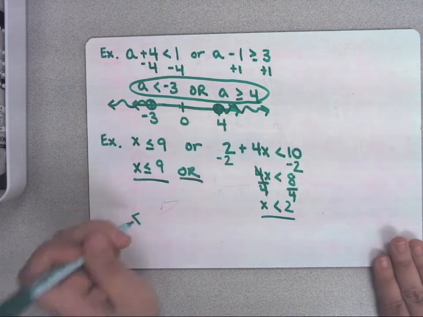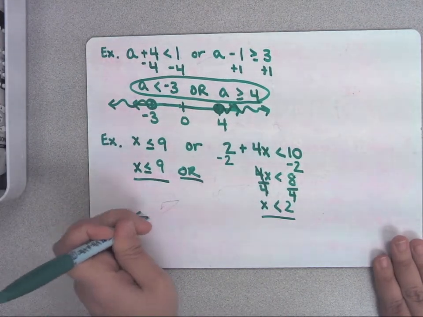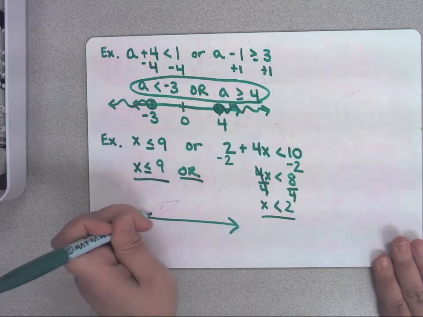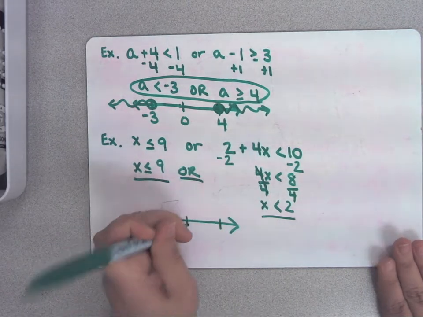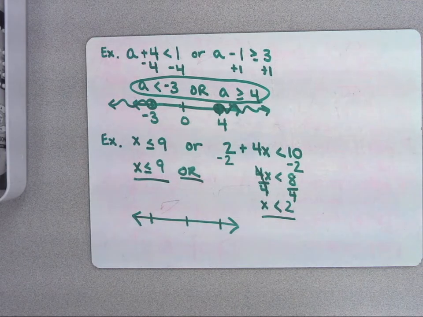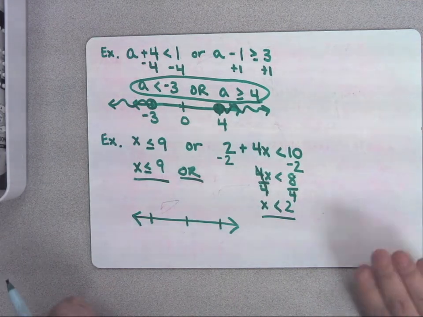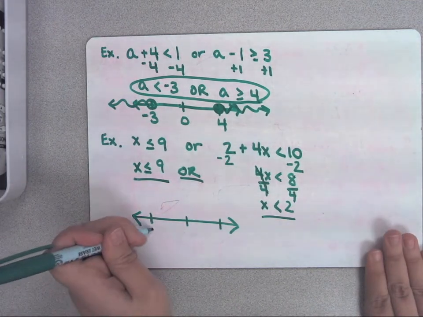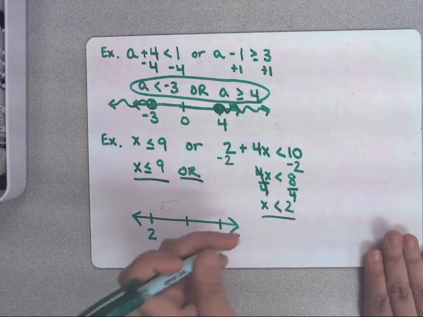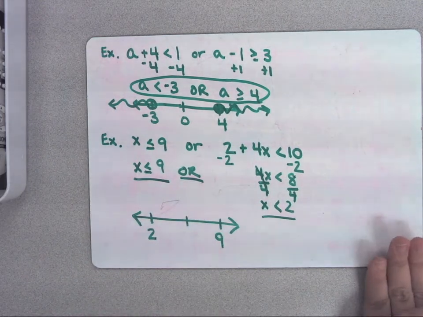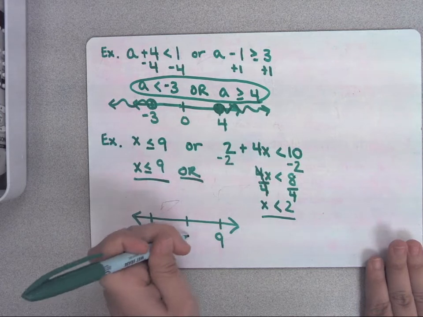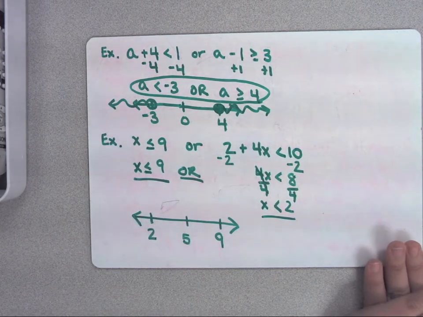So let's make our number line to see what our picture is going to look like. Now this one is backwards from us. Which number of our two answers is actually the smaller one? 2. The 2 is going to go on the left. 9's going to go on the right. A number in between. I wrote 5. Close.